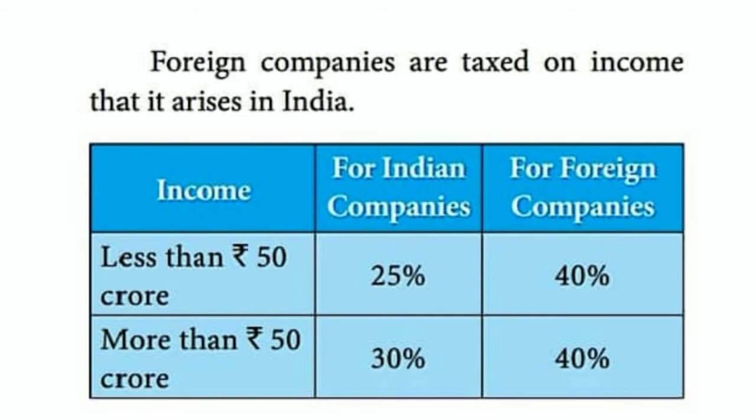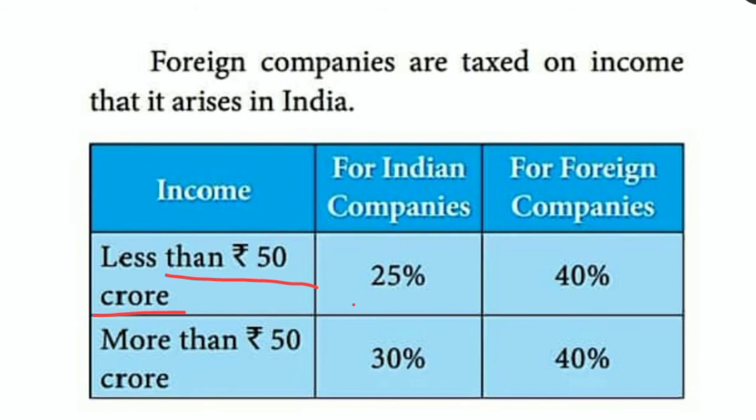Here it is given, children, yearly income. For Indian companies, they have to pay 25% as tax. Income, how much are they getting? Less than 50 crore.